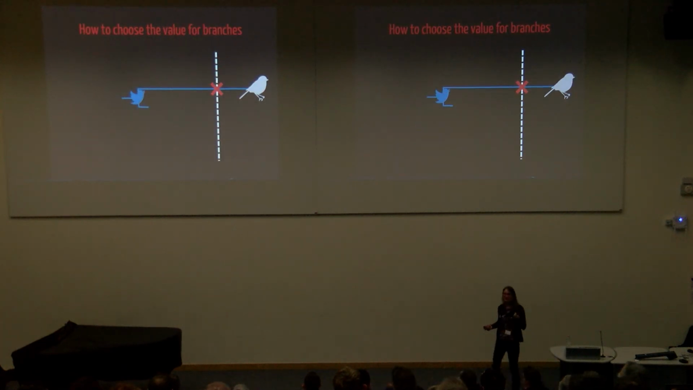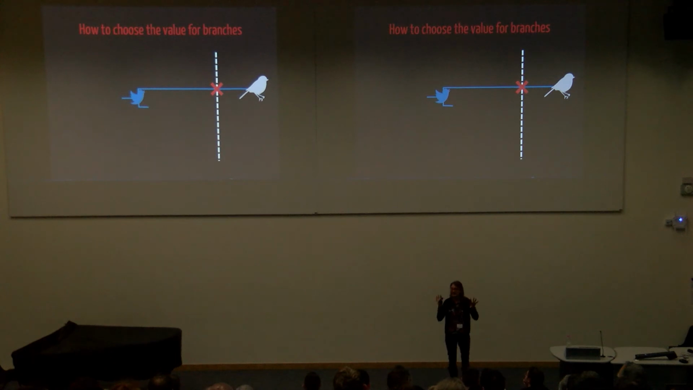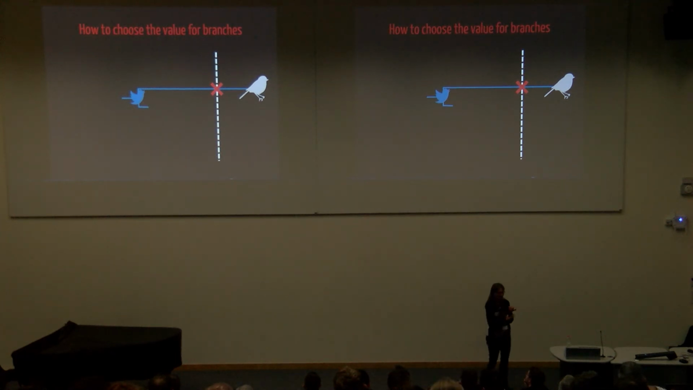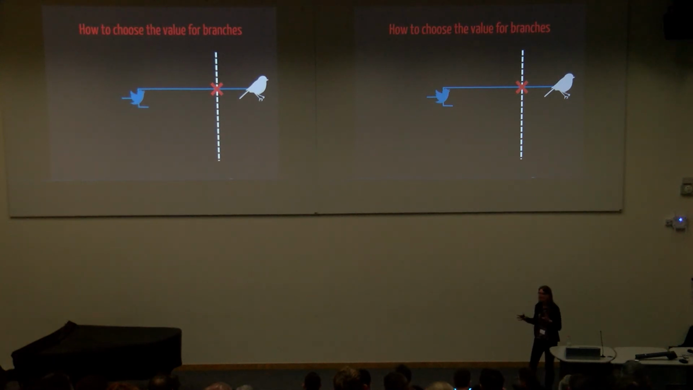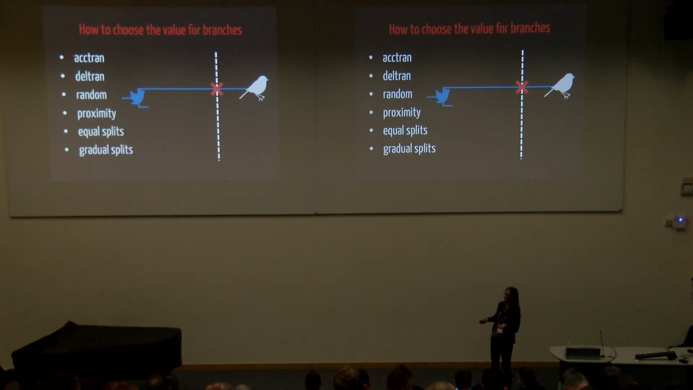So the astute among you have probably noticed that I said we have ordination scores for the nodes and for the tips, but I'm saying that we're going to select values for the branches as well. This is where our method slightly differs from previous methods. We've got six different ways that we can select what the value should be at a branch. Some of these are easier than others.